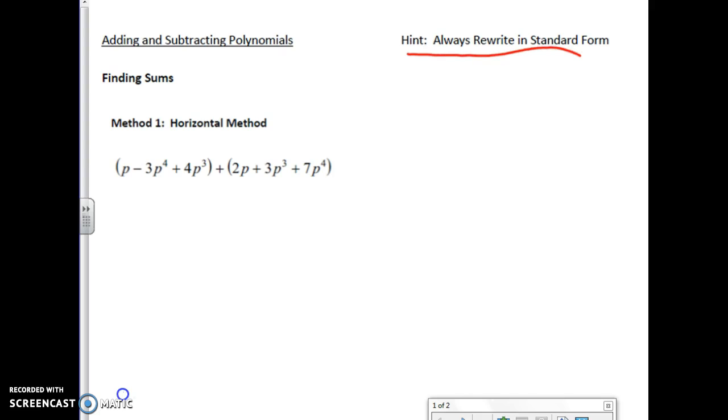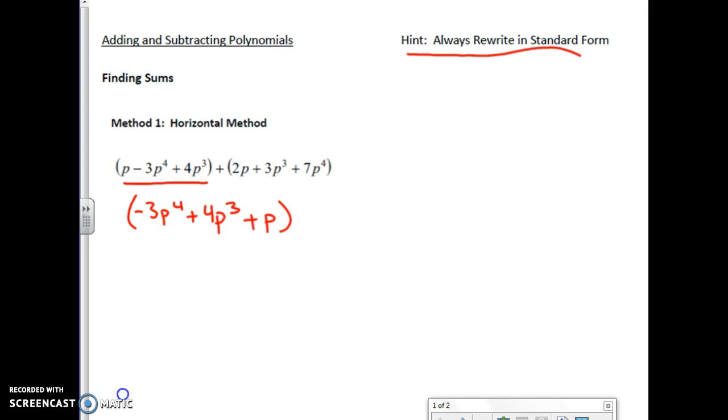If you guys remember standard form, if I were to look specifically at this one, it is all the powers in decreasing order. So if I were to look, p to the fourth is the highest. So I'm going to write down negative 3p to the fourth. That's going to be my leading term. Now the next one is p to the third, 4p to the third. Then I have p. Now I'm going to put these all together because they are all exactly the same thing. So I just rewrote this so that it was in decreasing power for all the exponents.